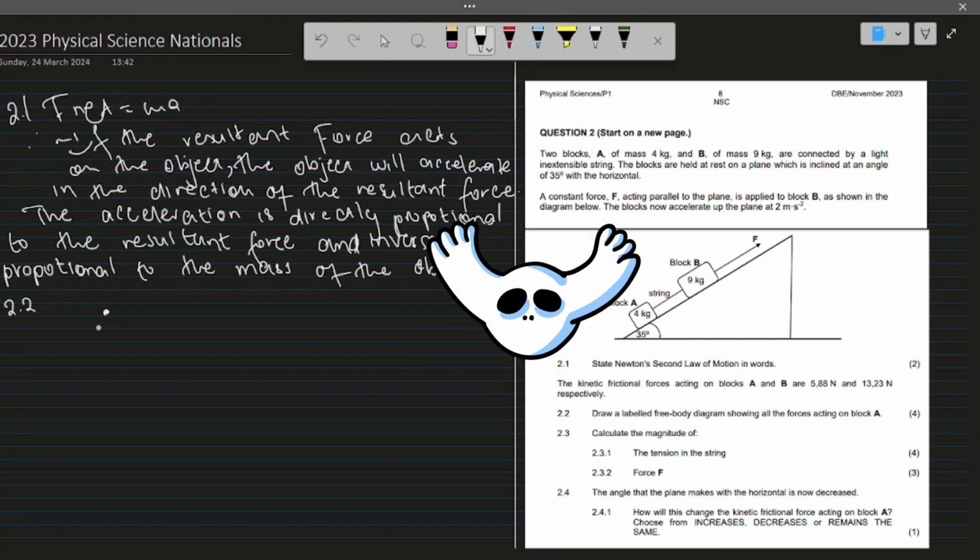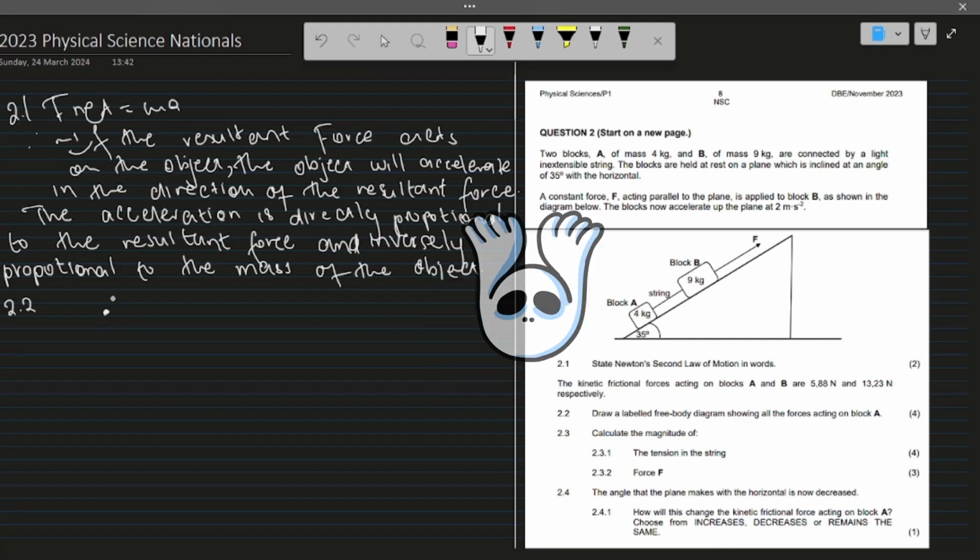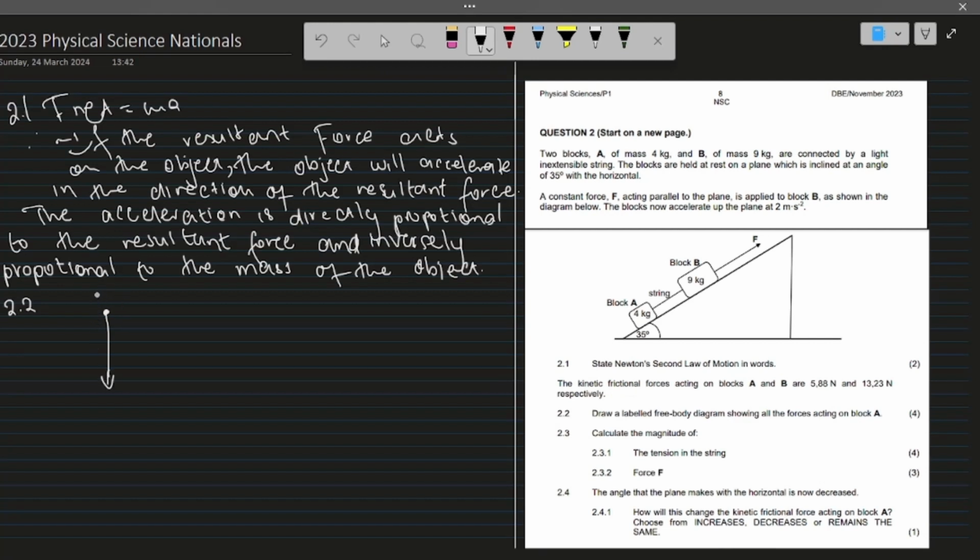So which forces are acting on object A? The first force is the gravitational force, which you represent by drawing an arrow downwards. The second force is the normal force, which equates the gravitational force. The third force is the frictional force. We can apply this force at an angle, because in the 2023 November question we have an object being pulled on a horizontal plane.